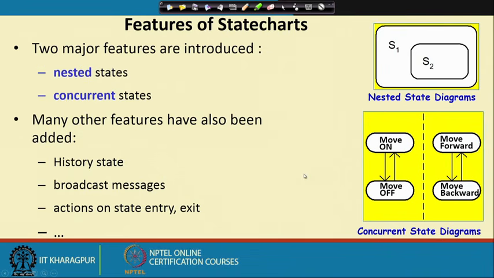The other one is the hierarchy, the nested states. The state S1 contains another state machine S2 and so on. And of course, there are a few other features on a state chart like history state, broadcast message, actions on state entry, state exit, etc. This part we will not discuss in this lecture.